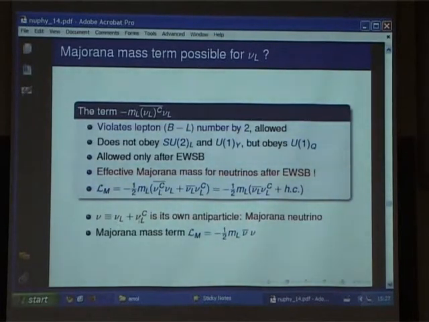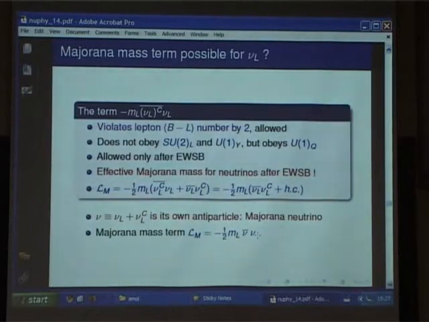You can have mu L plus mu L C. It can be through an antiparticle. Then you will call the neutrino a Majorana particle. And you can write the Majorana mass term as minus half m_L mu bar mu. Is this part clear?